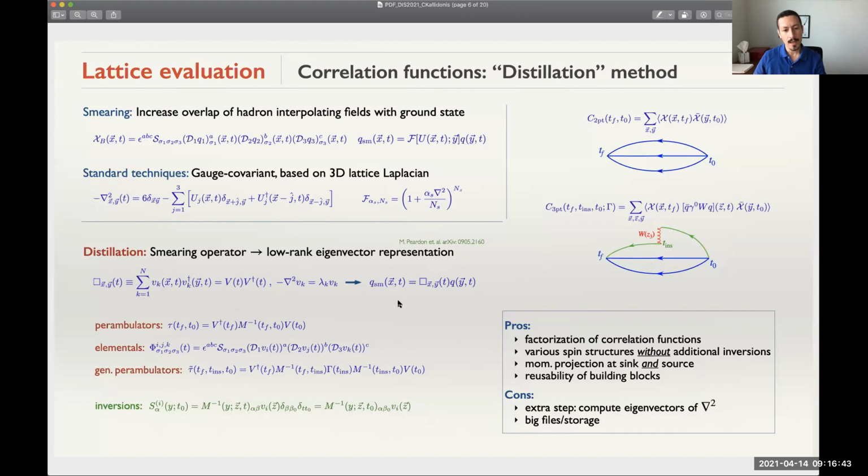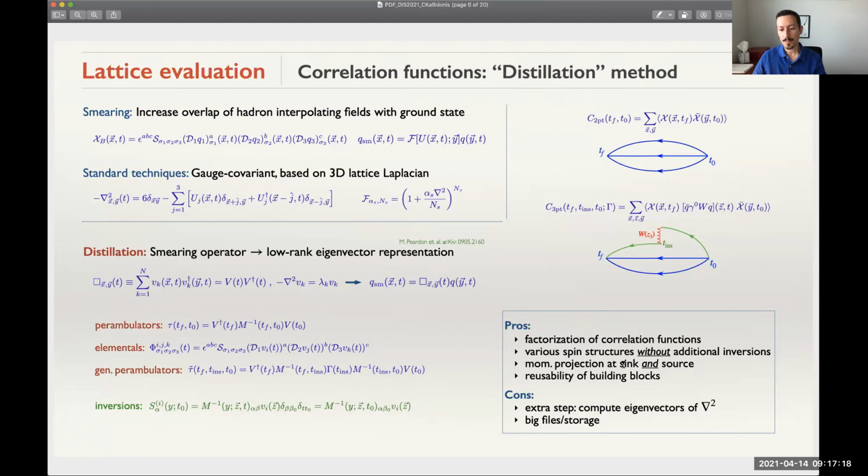And when we do so, we can express the correlation functions in terms of objects we call perambulators, elementals, and generalized perambulators. And the inversions take place over the eigenvectors of the Laplacian over here. Now, the advantage of this method is that it allows for a factorization of our correlation functions. We can obtain various spin structures without additional inversions of the Dirac operator.